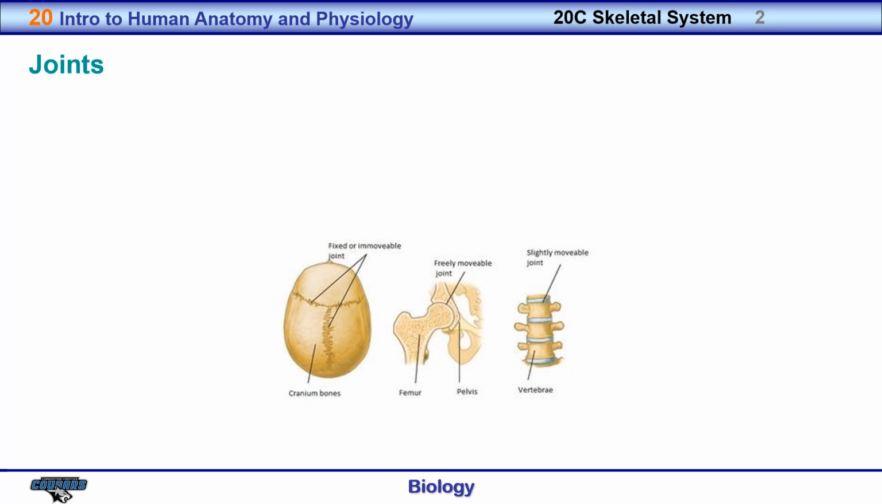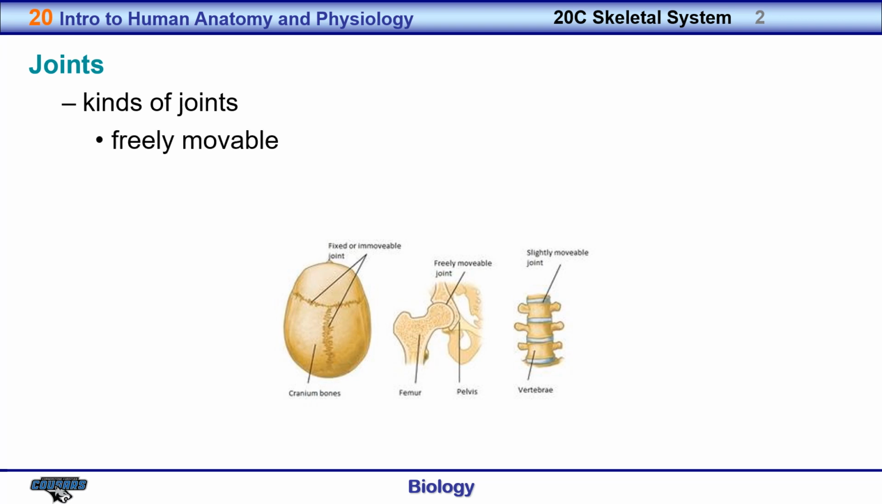The next thing we need to talk about is how joints are classified, and one of the ways they're classified is by the kind of joint. What we mean by that is how they are designed for a specific function and what degree of movement they have.